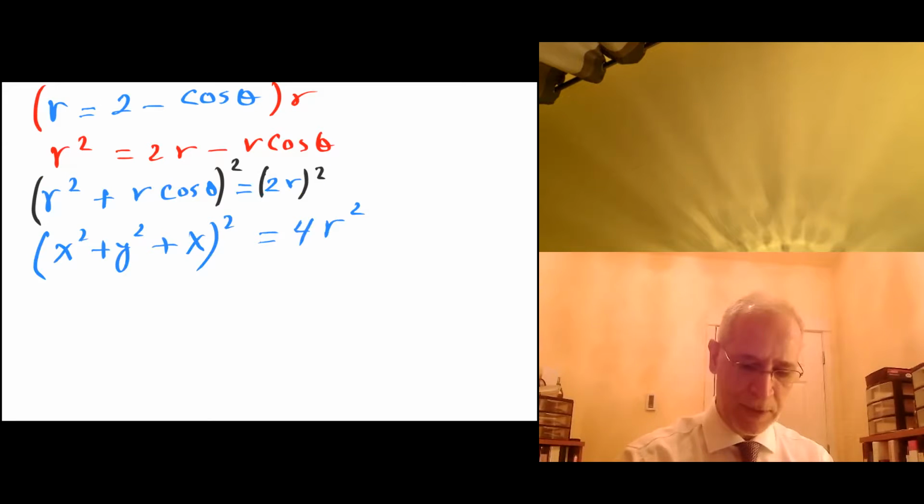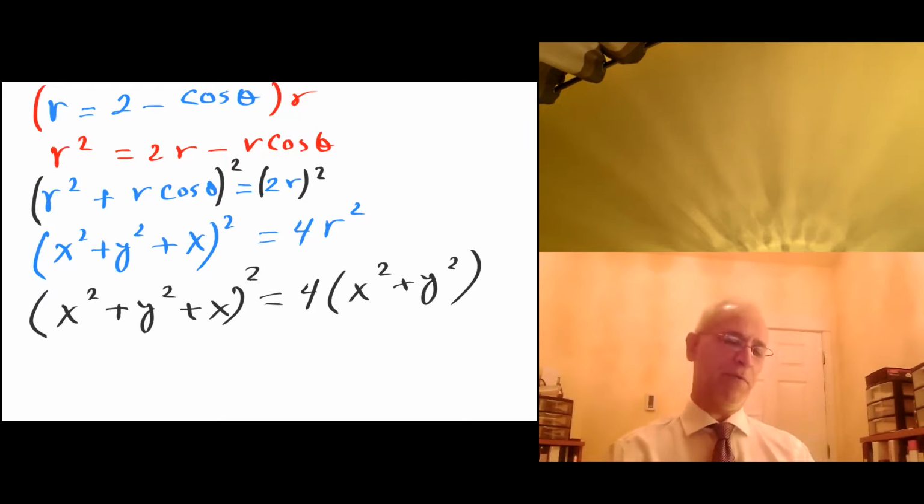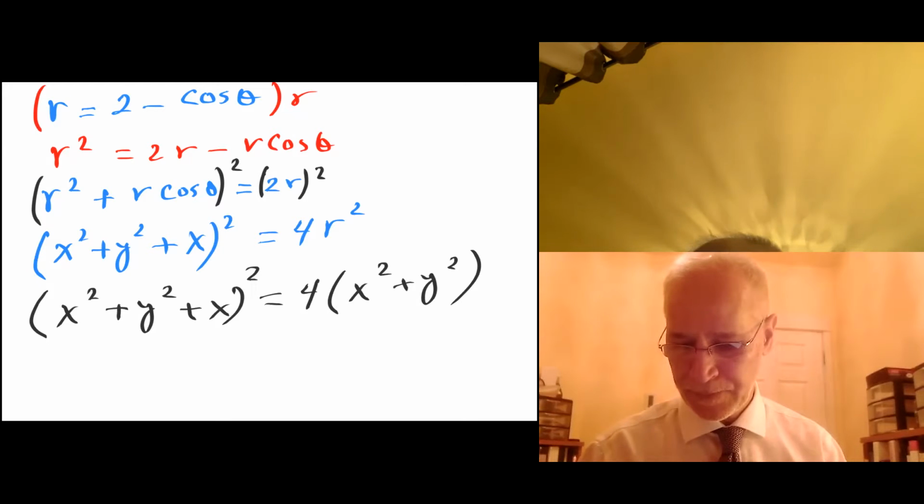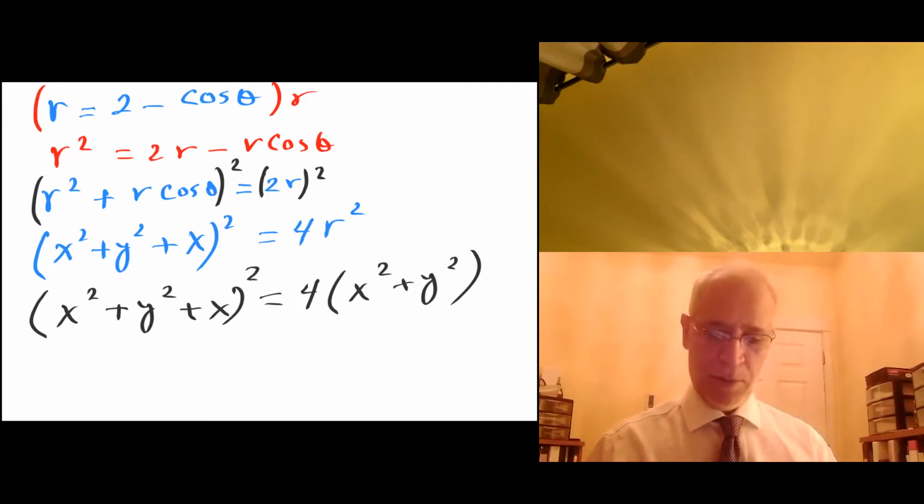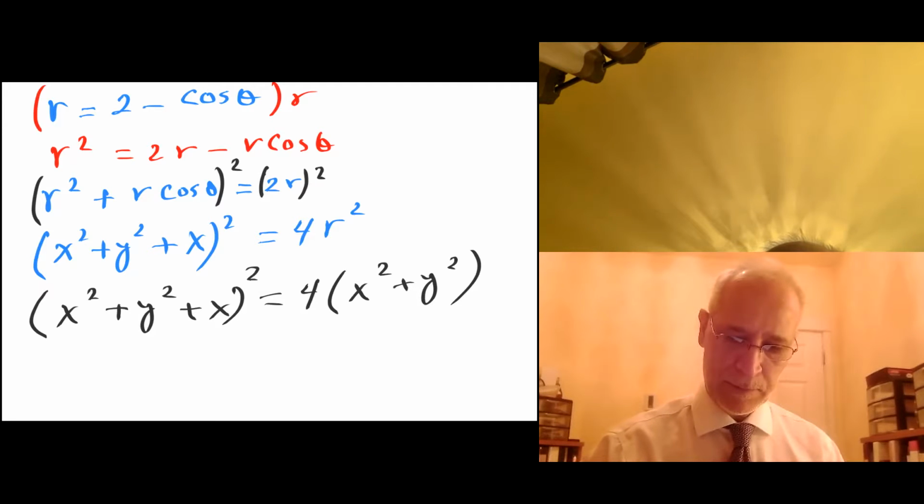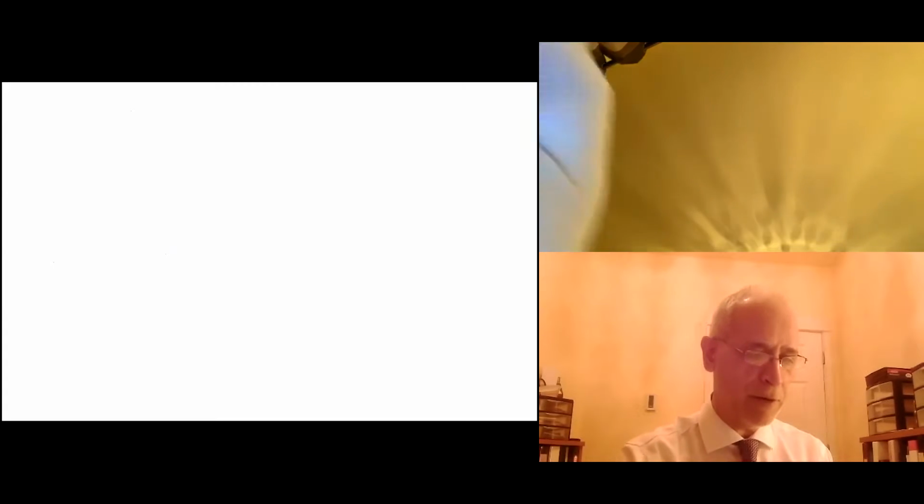I'm going to keep this in the same format: x squared plus y squared plus x, quantity squared, equals 4 times, and we said r squared is x squared plus y squared. And yes, we are happy with that. That's good enough. Let's do one more.